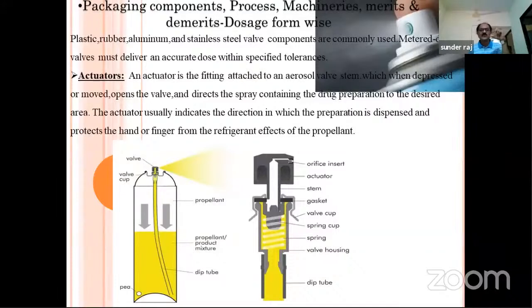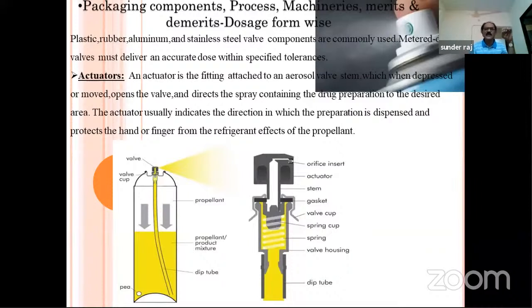As I told you, the actuator is fitted into the container and attached to the aerosol valve. It is a system which, when you depress the actuator, opens the valve. The valve will be opened with the help of the actuator, and it directs the spray containing the drug preparation to the desired area. Wherever you put the container, when you press it, the actuator will help to open the valve. Then the medicament will come from the valve to the nozzle and it will dispense.